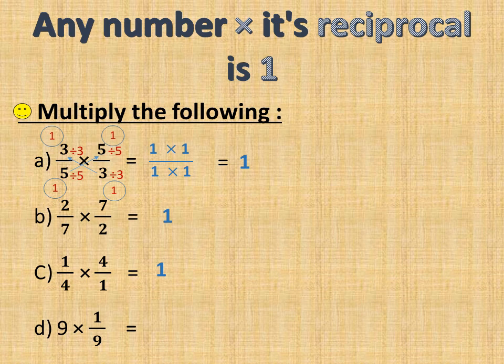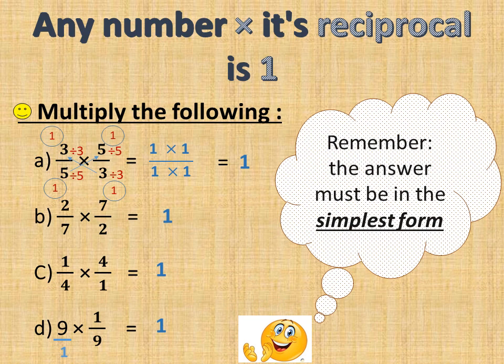In letter C, 1 over 4 times 4 over 1. Here, 1 over 4 and its reciprocal 4 over 1. So the answer will be 1. Any number multiplied by its reciprocal equals 1. In letter D, 9 times 1 over 9. Here 9 is a whole number, so we have to put it over 1. So 9 over 1 times 1 over 9. Here the reciprocal of 9 equals 1. Here, remember, the answer must be in the simplest form.